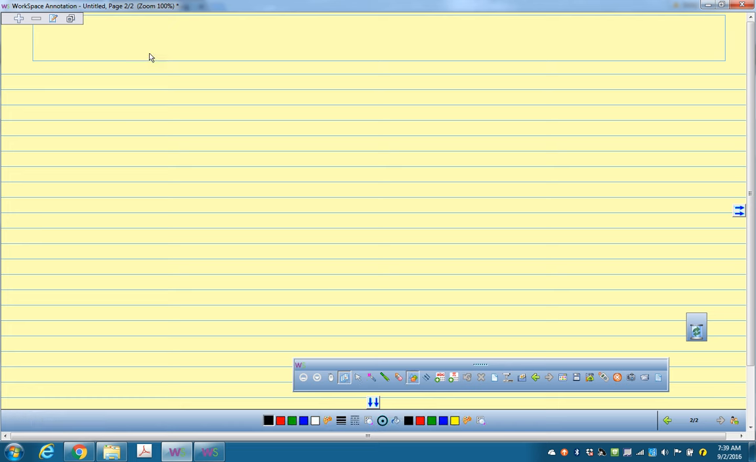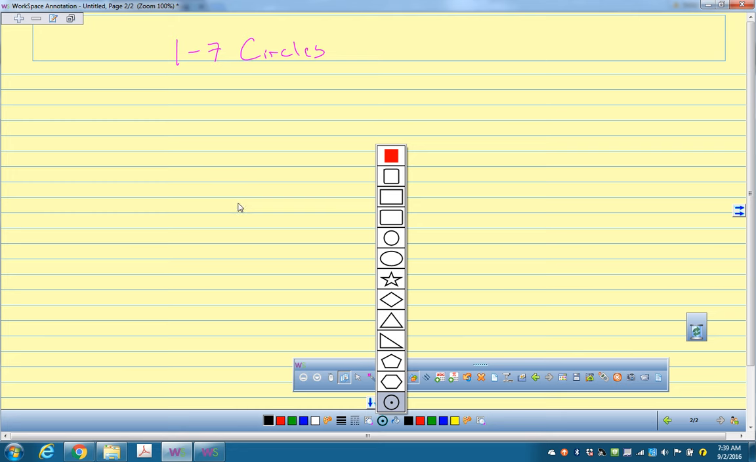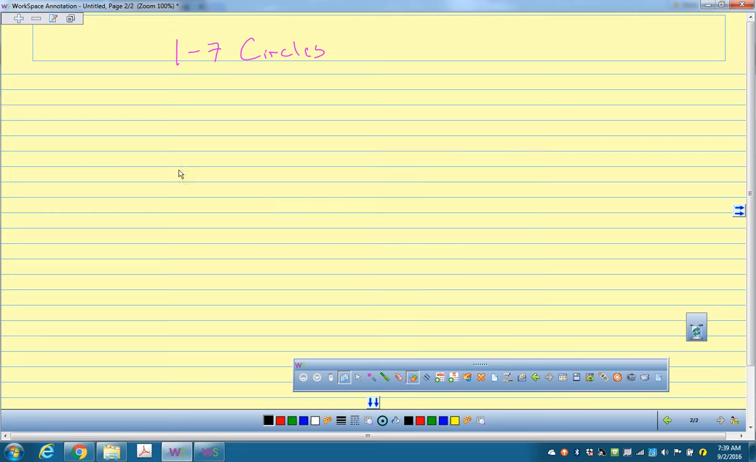So this is circles. This is section 1-7. Oh, look at this pretty pink. Should I write pink? Circles. This is a picture of a circle. Where's a picture of a circle? There. Picture of a circle.